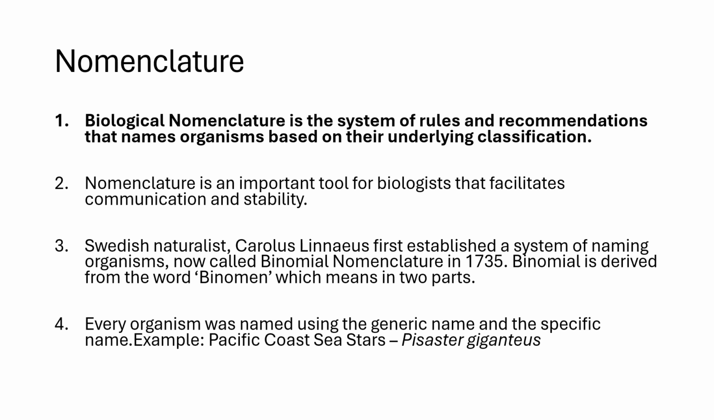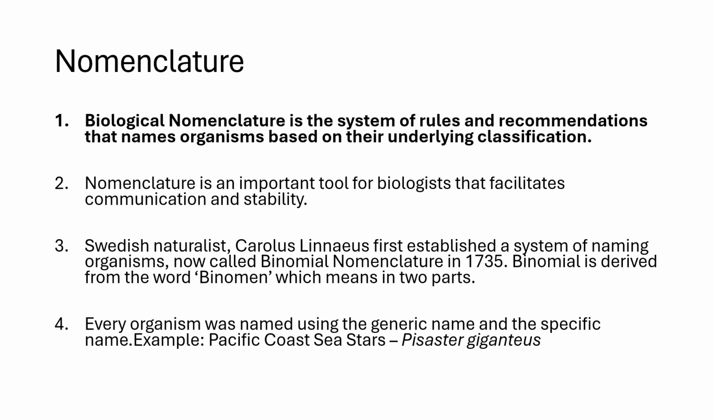So Swedish naturalist Carolus Linnaeus first established a system of naming organisms, now called the binomial nomenclature, and that was established somewhere back in 1735. Binomial means that it has two parts. So basically, it will have a generic name and a specific name that will form the main name for the organism. Binomial comes from the word binomen, which means two parts. After that, every organism was named using the generic name and the specific name.